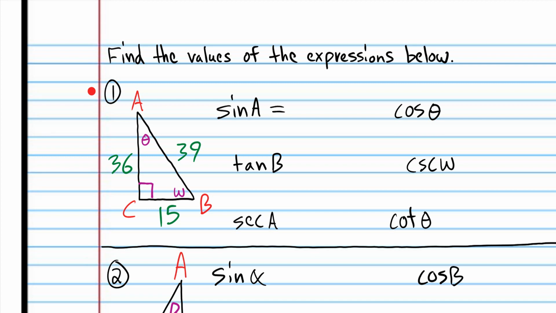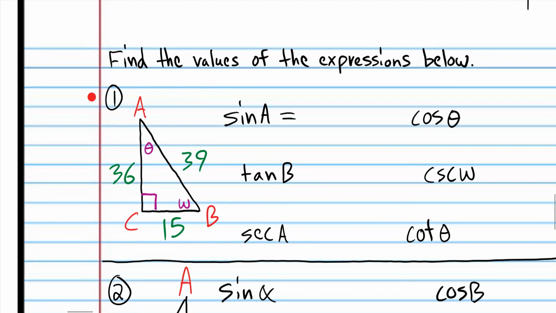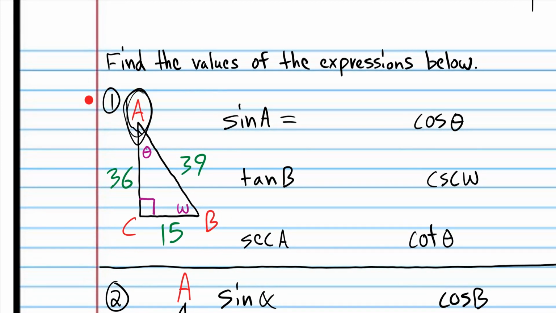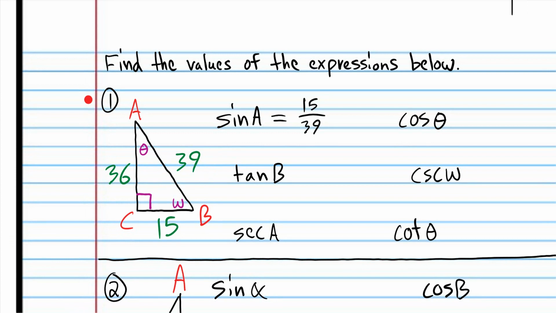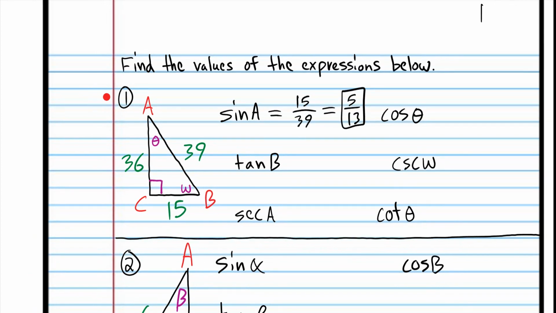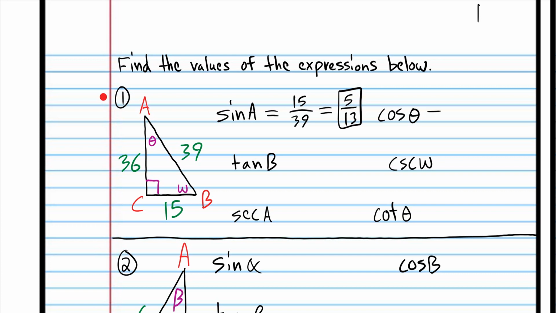So sine is defined to be the opposite side length over the hypotenuse length. And it says A, so in this case the angle is named after the corner of the triangle, or the vertex. So we have to look at the side opposite angle A, which is 15, and divide by the hypotenuse, which is always the side opposite the right angle. It's also the longest side. This hypotenuse is always the longest side. Divide both sides by 3, and we get 5/13. So that is sine A.